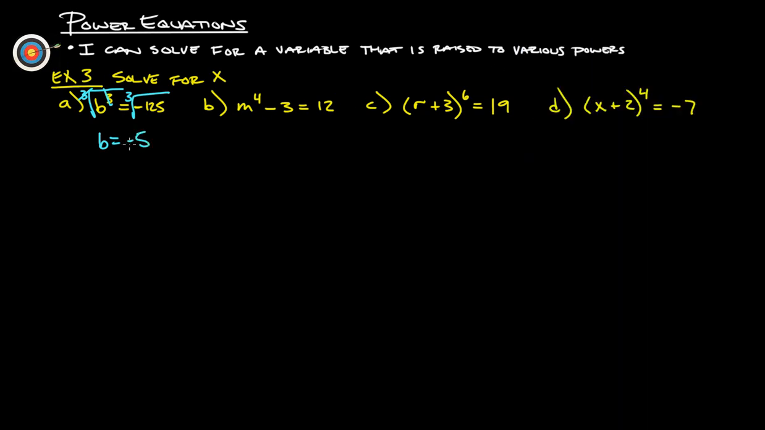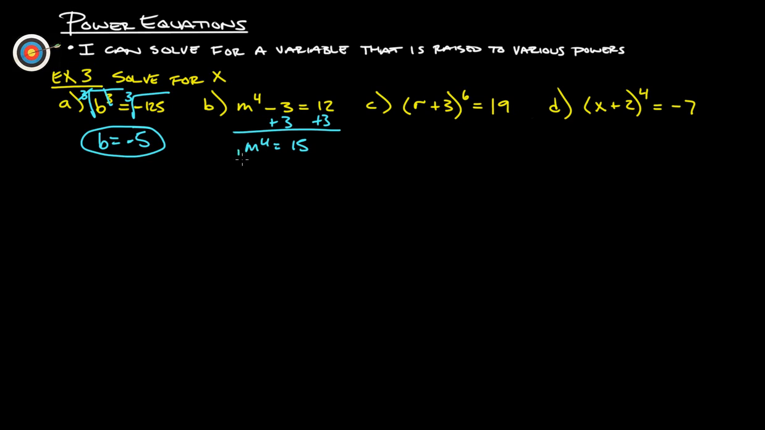Now, it's just negative 5. It's not plus or minus 5. It's just negative 5, because negative 5 times negative 5 is 25, times another negative 5 is negative 125. Okay? m to the fourth minus 3 equals 12. Let's add 3 to both sides. We get m to the fourth equals 15.